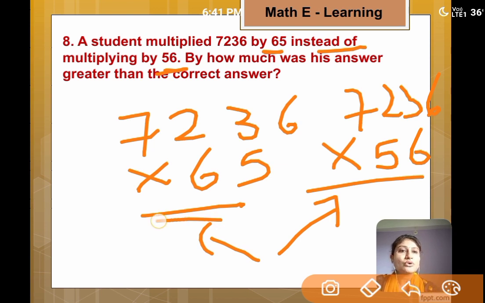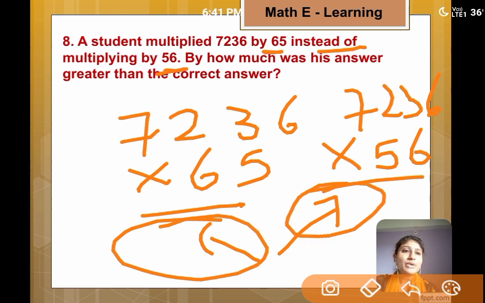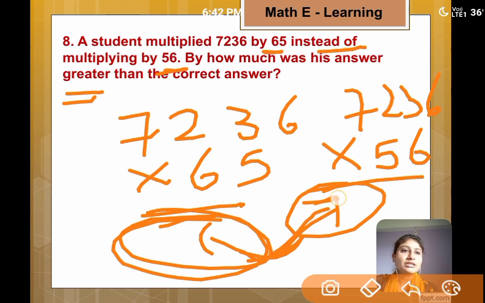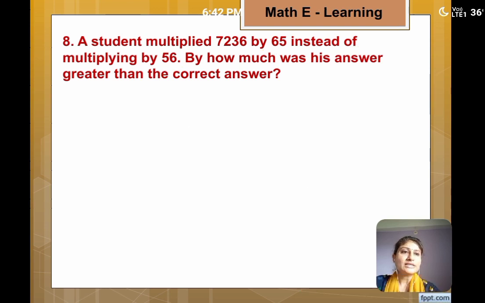So first he got the wrong answer. Then by multiplying with 56 he got the correct answer. So you have to find the difference of both of these, because you want to know by how much this amount is greater in comparison to this amount. That means in comparison to the correct answer. So let's see.